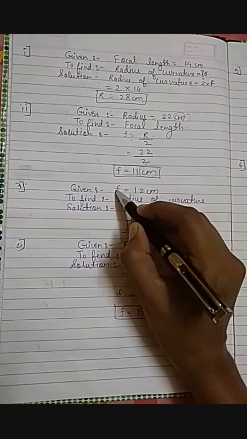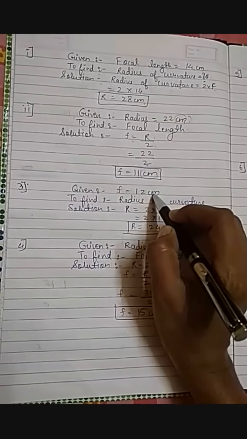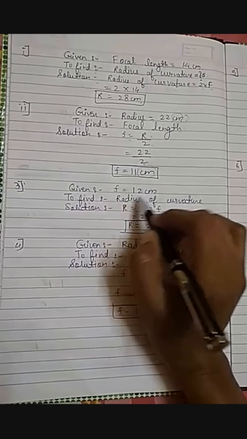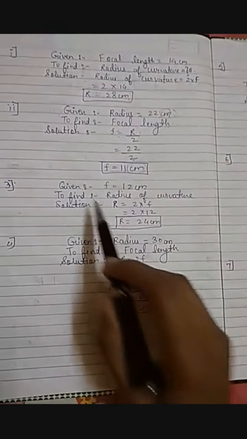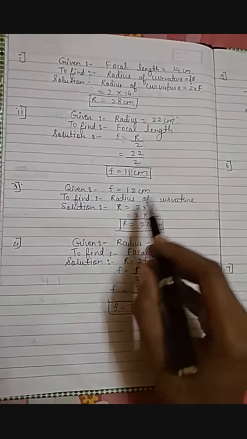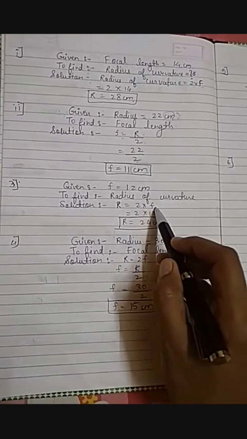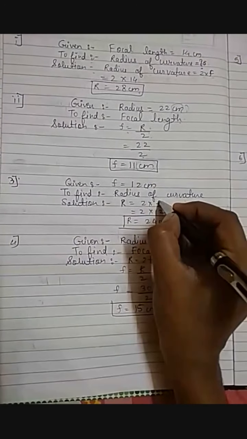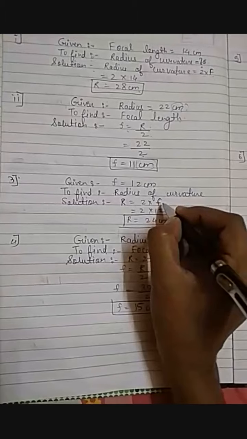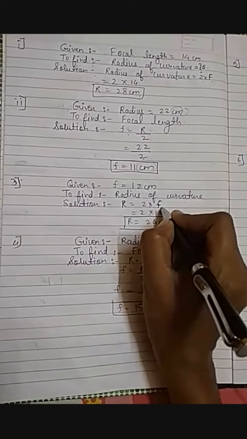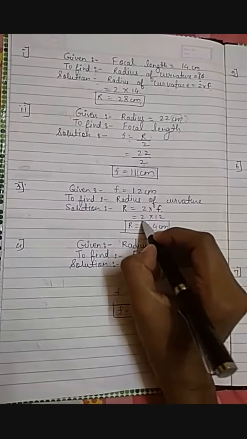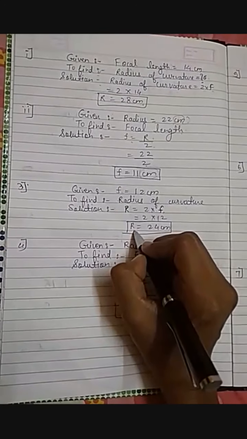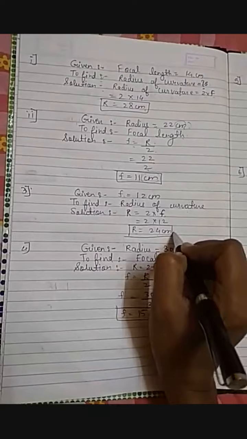If the focal length of a convex mirror is 12 centimeter, we have to find the radius of curvature. So focal length is 12 centimeter and we have to find radius of curvature. So radius is twice of focal length. This is small f. Focal length is denoted by small f. So radius is 2 into f. So 2 into, what is the focal length? 12 centimeter. So 2 into 12, therefore radius of curvature comes out to be 24 centimeter.